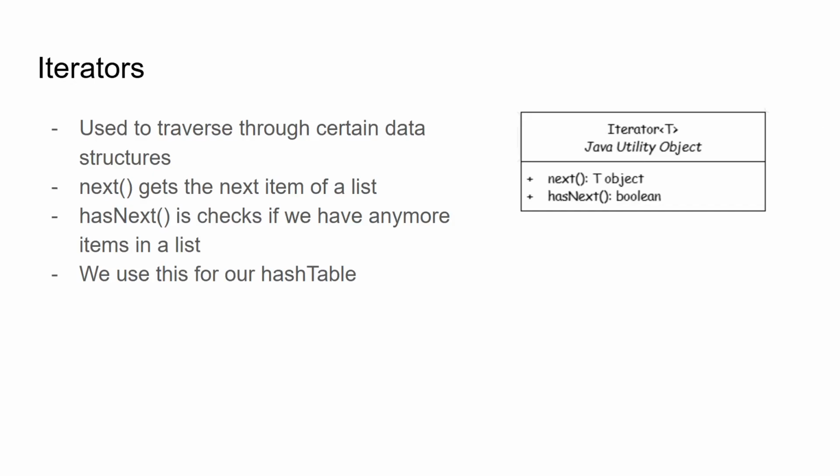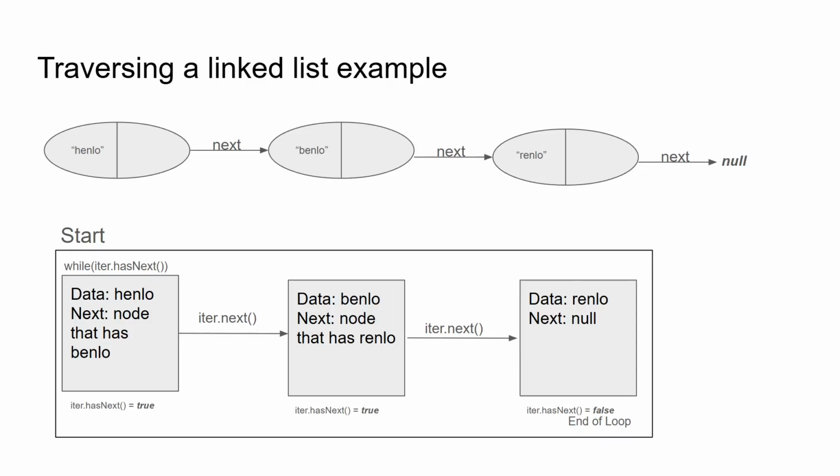Here's a diagram representing what I am talking about. I am traversing through a linked list, with data henlo, benlo, and renlo. If I call hasNext, the conditional method returns true. We will then go to the next object. And now we start at henlo. We call next, and the condition is true. We went to benlo. This process repeats until the next pointer is null. Once null, the loop ends.